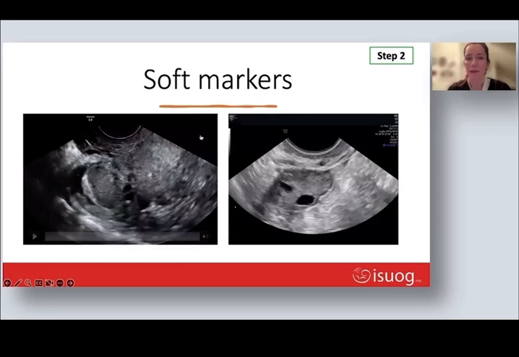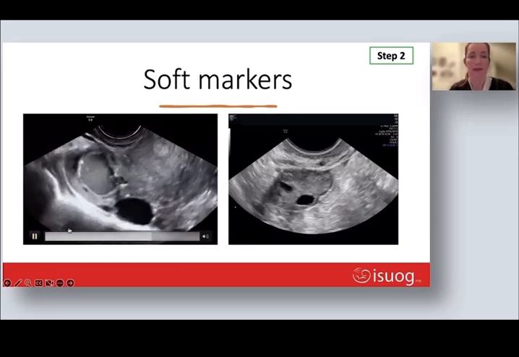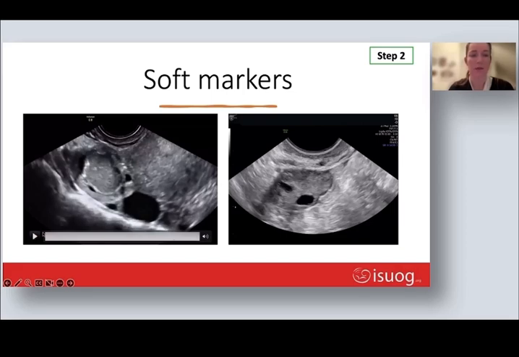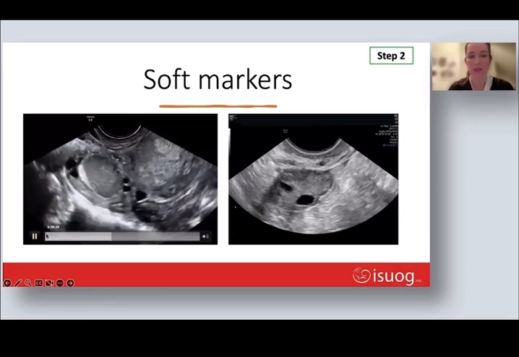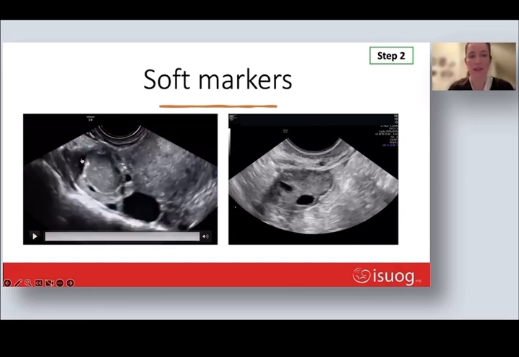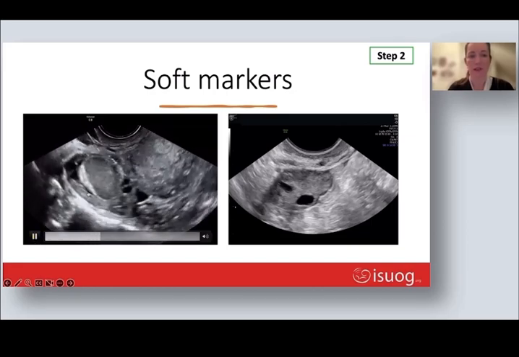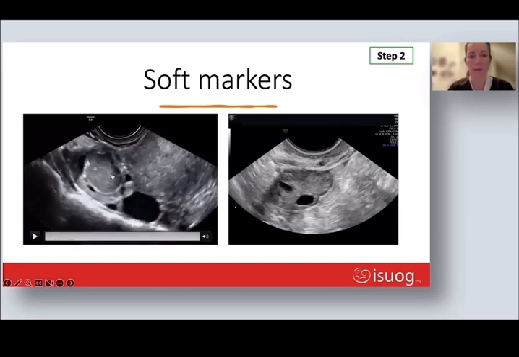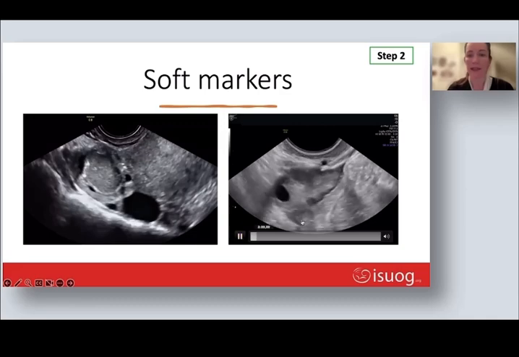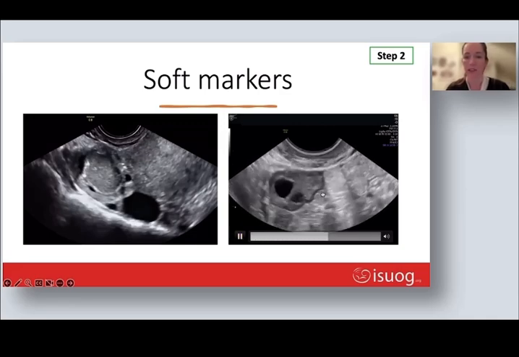As a second step, in the assessment of soft markers, we assess site tenderness and mobility of the structures in the pelvis. Here you see the assessment of an ovary that has a reduced mobility, and here again an ovary that is of reduced mobility in the pelvis.